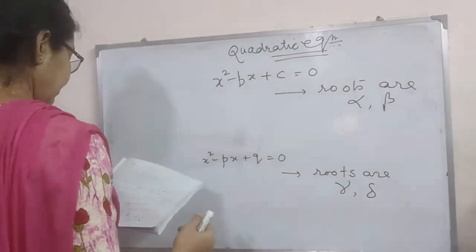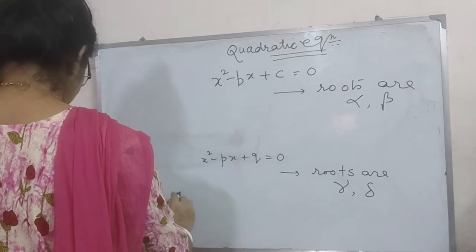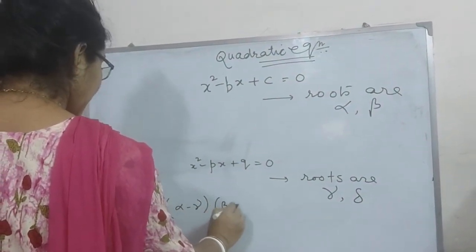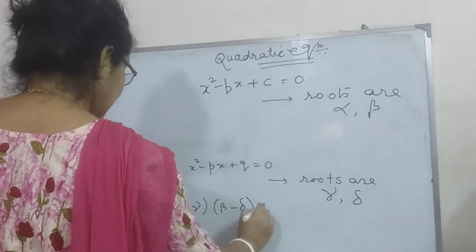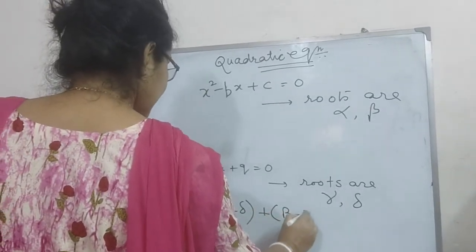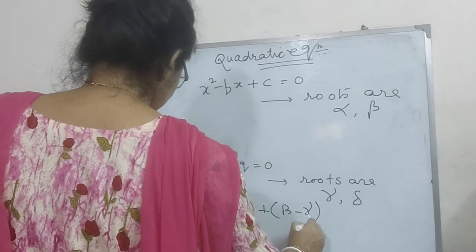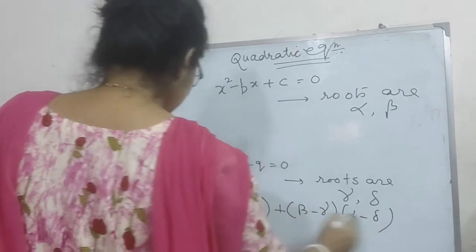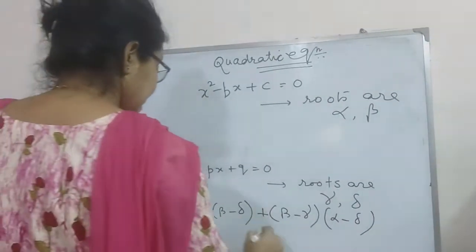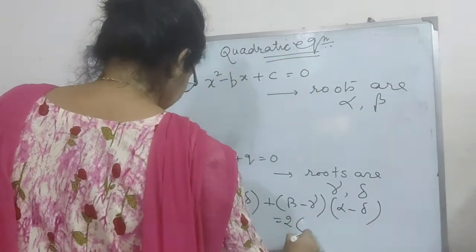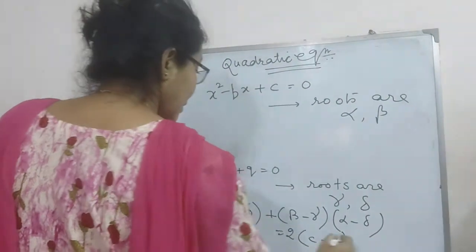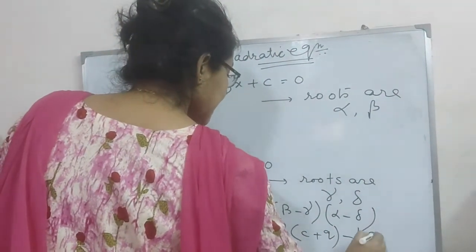We have to prove that (alpha minus gamma)(beta minus delta) plus (beta minus gamma)(alpha minus delta) equal to 2(c plus q) minus bp.